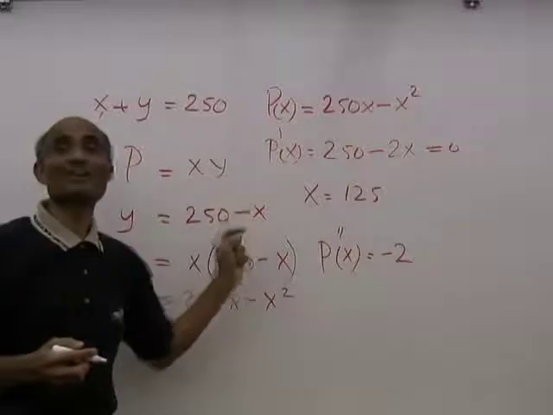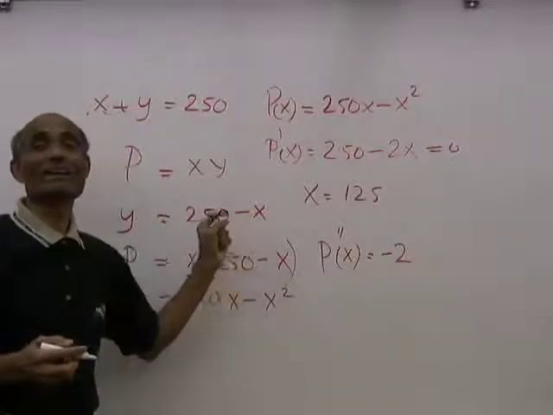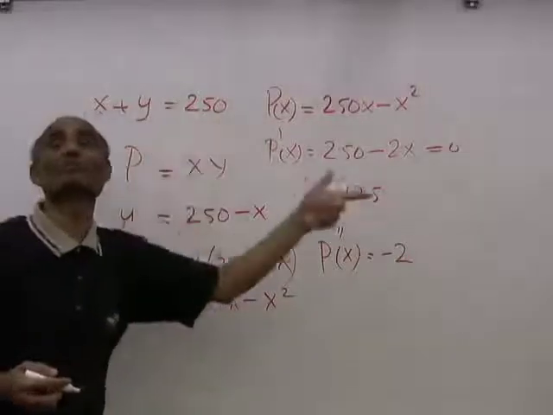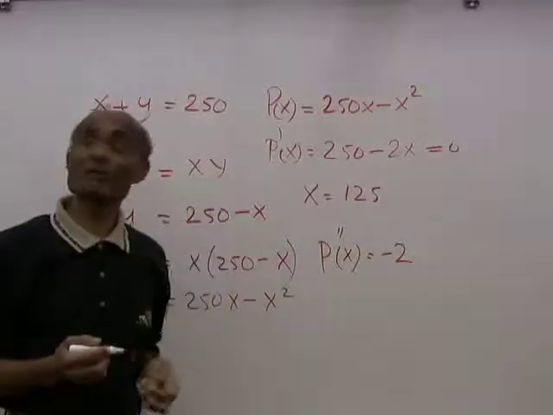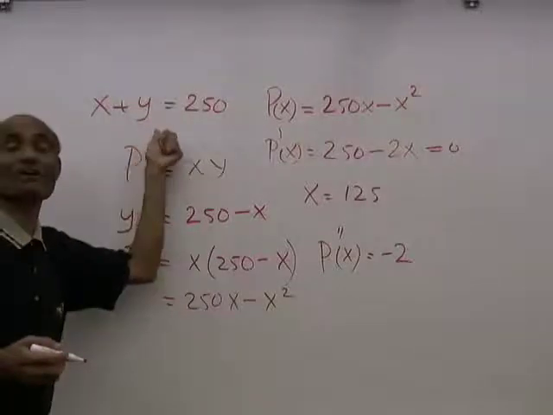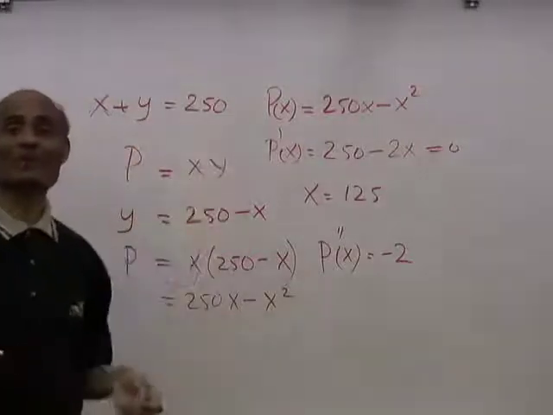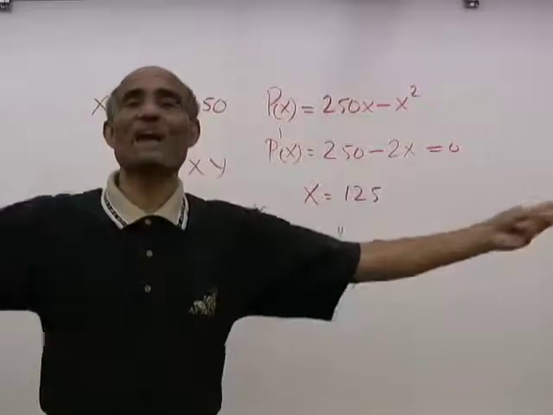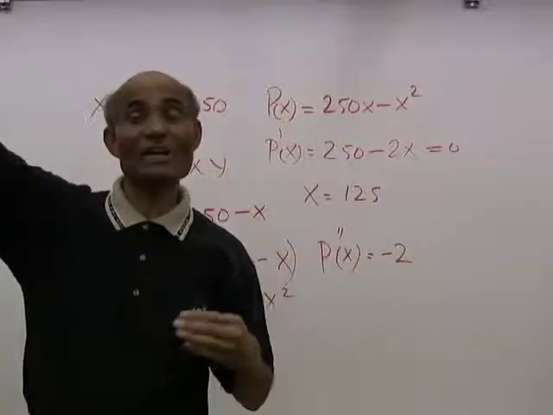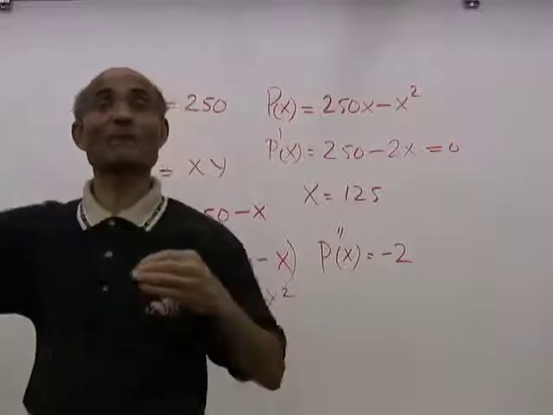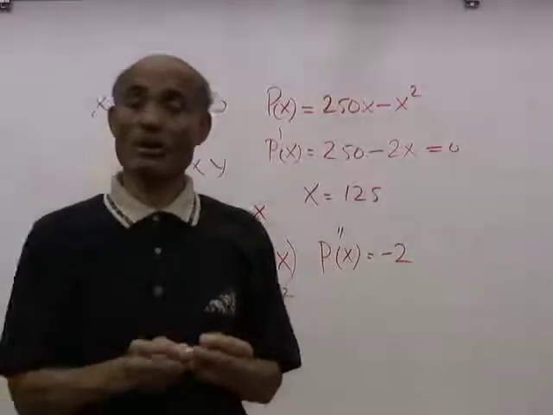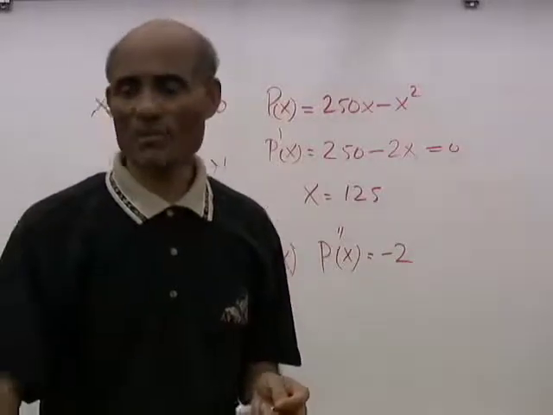In that case, what is the value of y? If x is 125, y will also be 125. So the maximum product occurs when x equal to 125 and y equal to 125. No other numbers that add up to 250 will give you a product as much as 125 times 125. That's what it means. All right, I think that we have enough of this lesson.